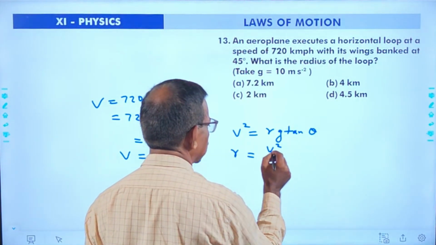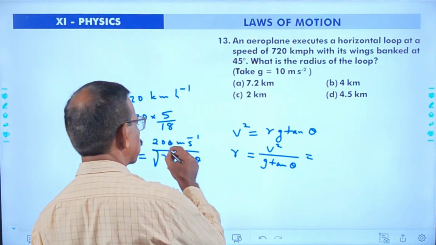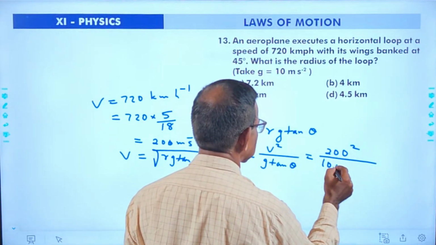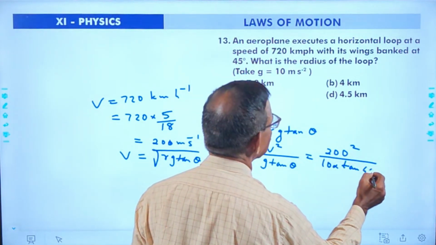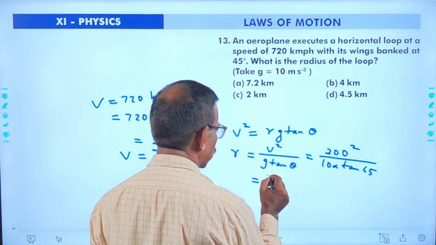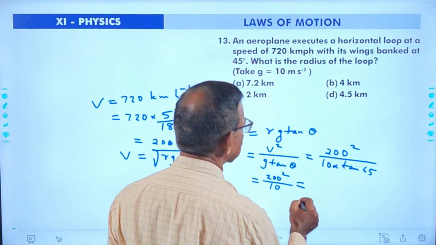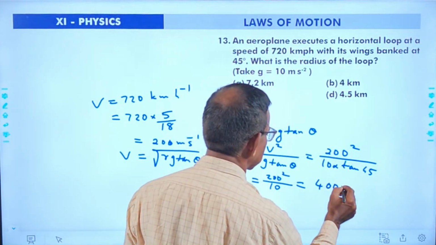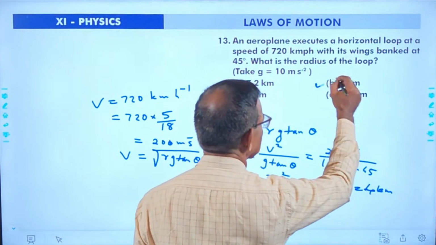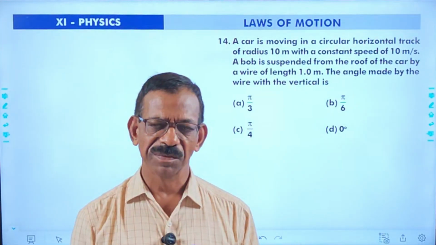R equals v square by g tan theta. Here v is 200, so 200 square divided by g, which is 10, and tan 45. As you know, tan 45 is 1. It is 200 square divided by 10. The answer is 4000, that is, 4 kilometers. The correct answer is option B. Next is question number 14.